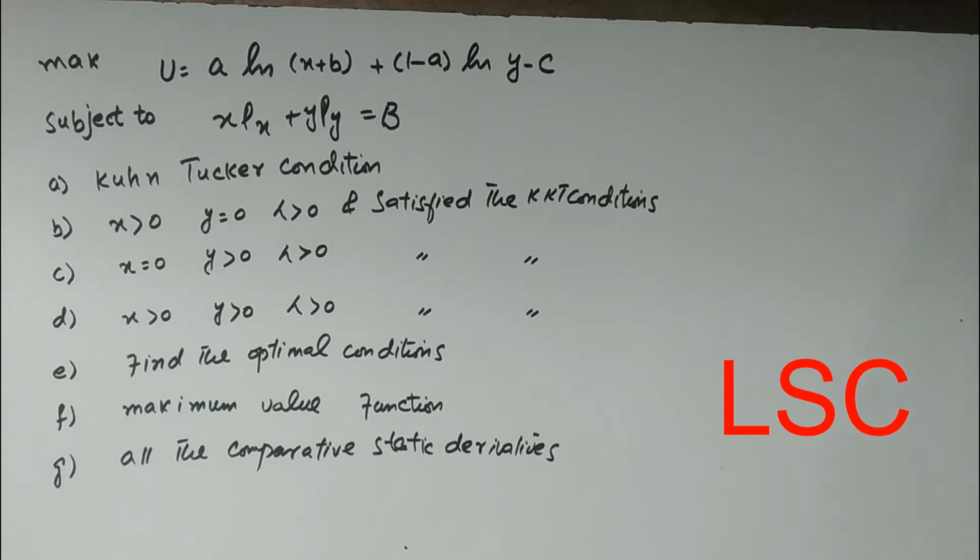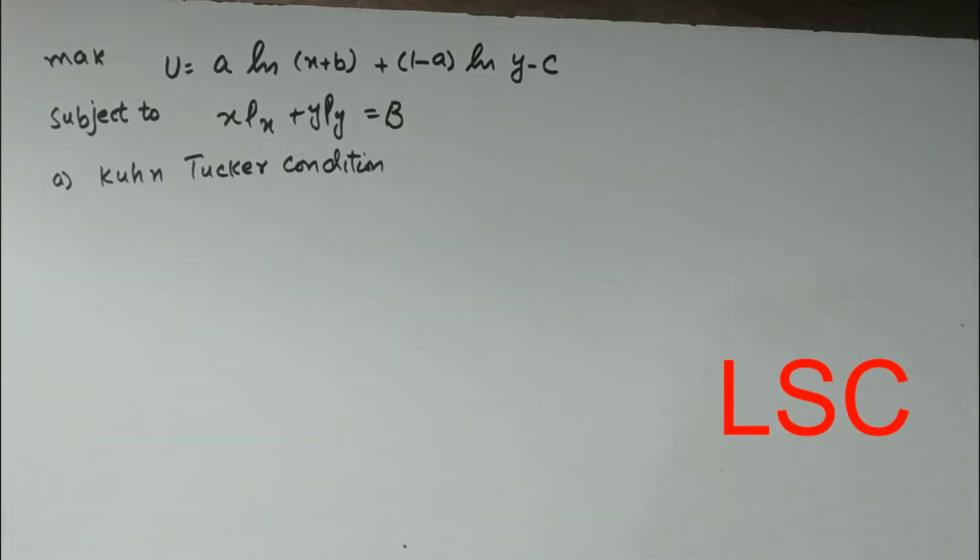And in the E part, under conditions B, C and D, find the optimal values like x star, y star and lambda star. And in the last two parts, that is the maximum value function, that is the utility function, and all the derivatives, that is partial x over partial px, partial x over partial py and partial x over partial b and so on, all the comparative derivatives we have to find out. Now first of all we have to find the Kuhn-Tucker conditions.